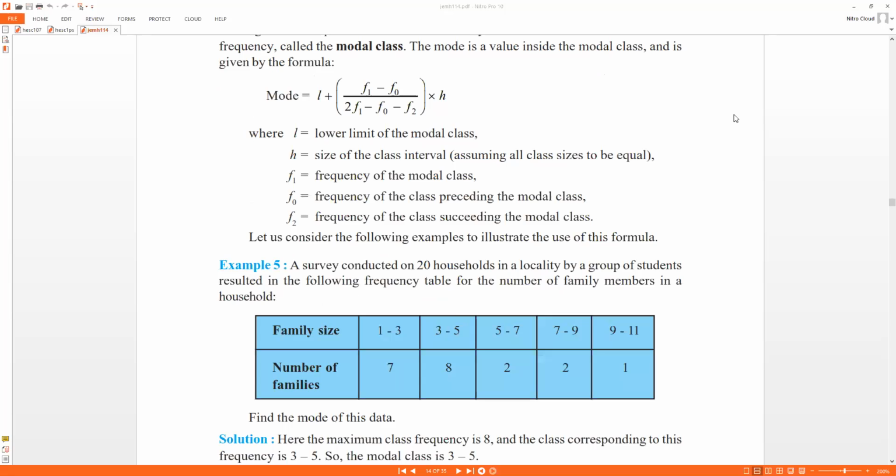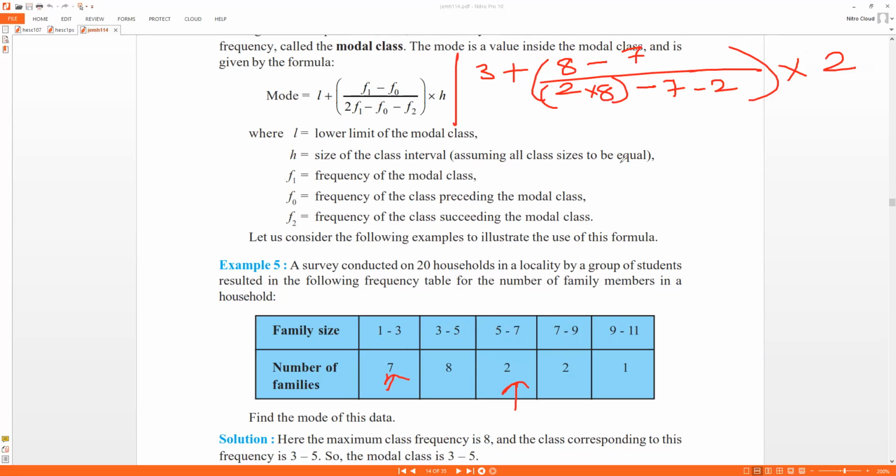ओके, सबस्टिट्यूट करूया. मीन आपण इथे करायचा प्रयत्न करू. काय होतं बघा. L किती आला सांगा. Lower limit 3 plus, what is F1, frequency of modal class, किती आला 8, minus F0. What is F0? Frequency of the class preceding the modal class, 7, divided by 2 into F1, म्हणजे 2 into 8. ओके, फक्त ह्यालाच मल्टिप्लिकेशन आहे बरं का. Minus F0 again 7 and F2 is the frequency of the class succeeding the modal class, म्हणजे 2. करेक्ट. Bracket close into the class width, which is 2 again.